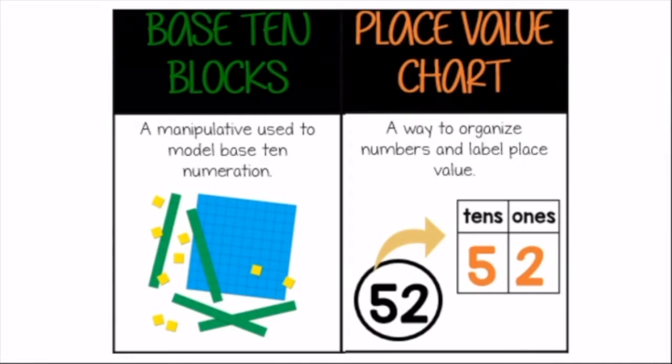Here are two terms you may hear during our lessons moving forward. Base 10 blocks are manipulatives that we've used to model base 10 numeration. We've used the cubes, the base 10 sticks, and the base 10 hundreds blocks. A place value chart is a way to organize numbers and label their place value. You can see here that the number 52 was placed onto a place value chart. The 5 is in the tens column, and the 2 is in the ones column.